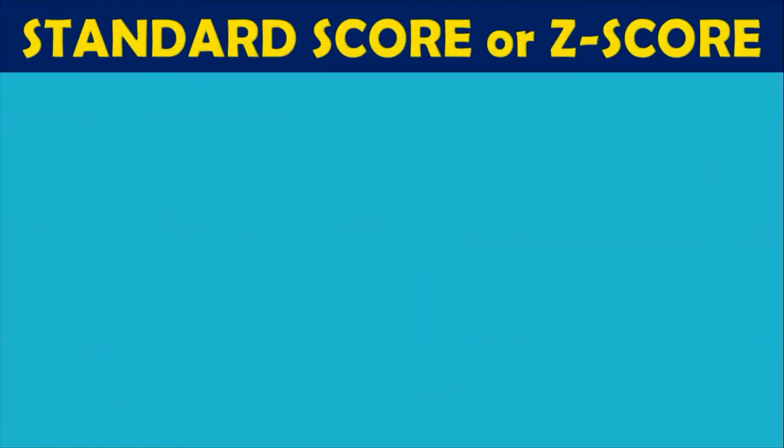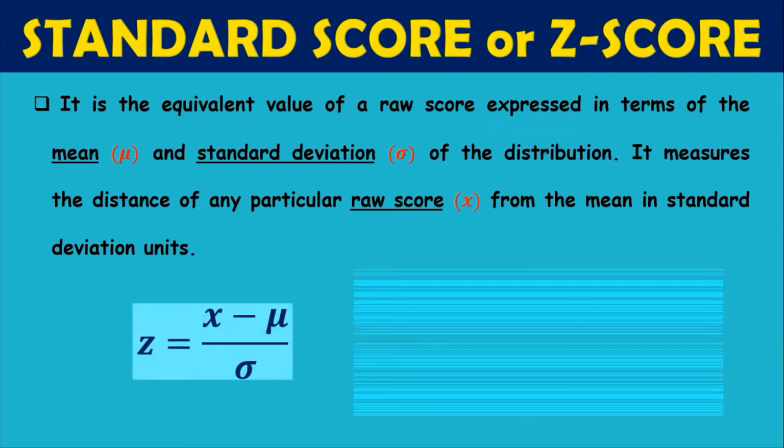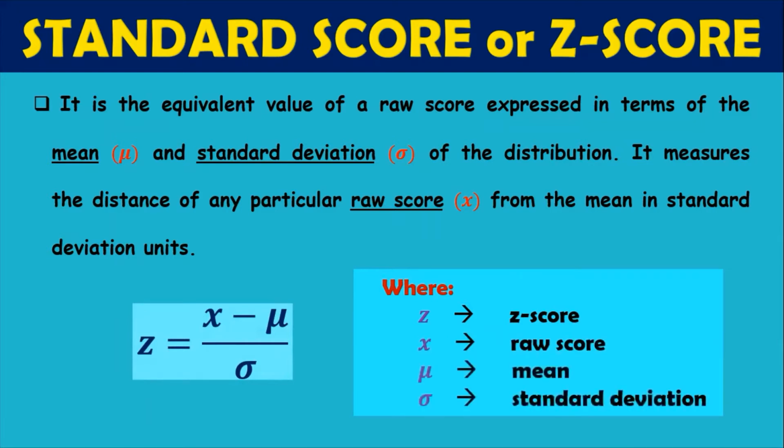Now, what is a standard score? It is the equivalent value of a raw score expressed in terms of the mean and the standard deviation of the distribution. For us to solve for the correct z-score, we will follow the formula z is equal to x minus mu all over standard deviation, where z is the z-score or the equivalent value of the raw score, x is the given raw score, mu is the mean, and then the standard deviation.